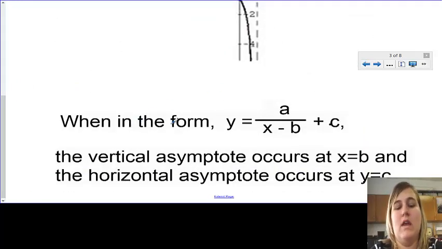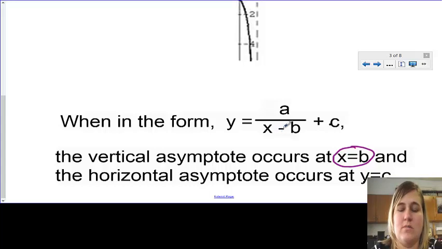When in the form y equals a over x minus b plus c, this is the standard form of rational functions. The vertical asymptote occurs at x equals b, so if I want to know where the vertical asymptote is, I set x equal to whatever b is. Notice that this is a negative, and that's important, because if this is a positive, then b is actually negative, and if it's negative, then b is actually positive, because that's the actual formula.